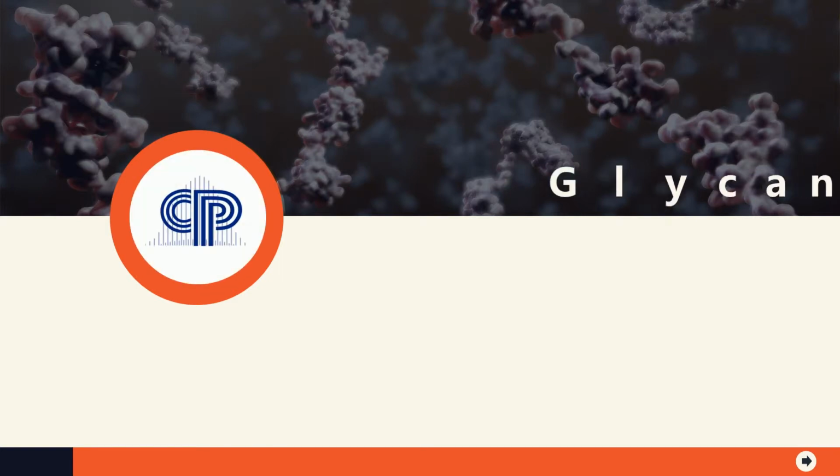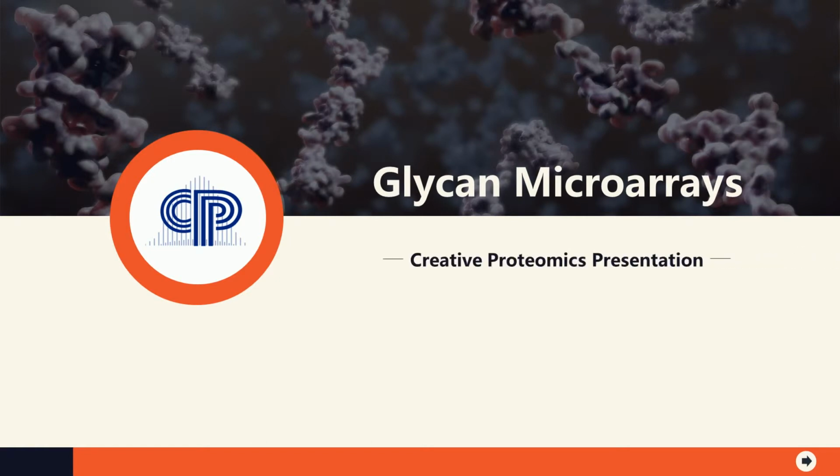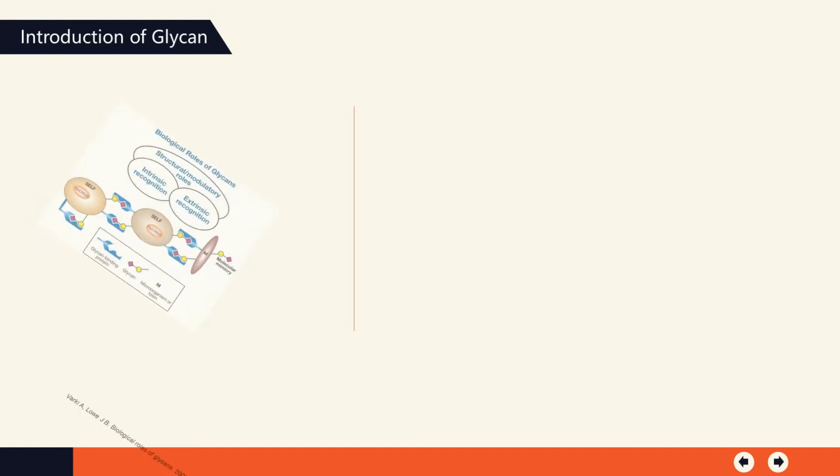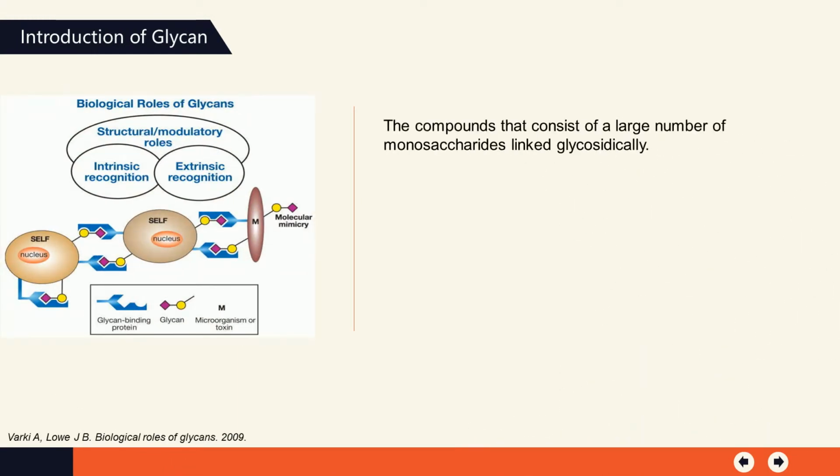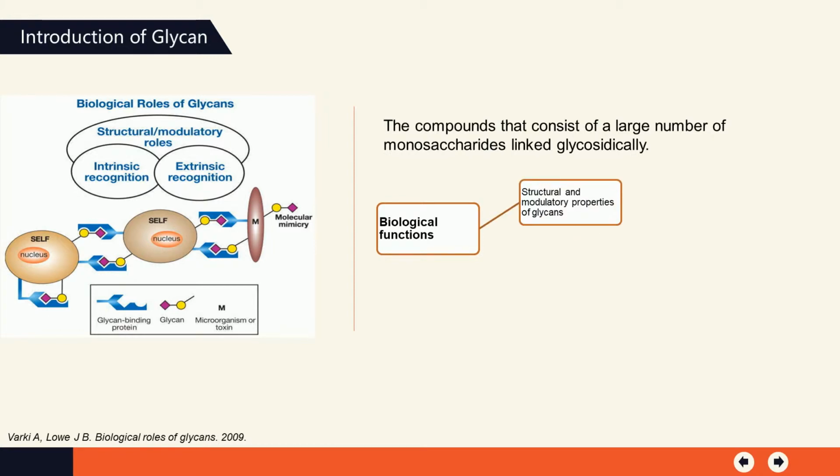Today, we are going to learn some basic knowledge about glycan microarrays. Glycans are defined as the compounds that consist of a large number of monosaccharides linked glycosidically. Glycans have diverse biological functions, and they can be classified into two broad categories. One is the structural and modulatory properties of glycans, and the other is the specific recognition of glycans by other molecules, most commonly, glycan-binding proteins.